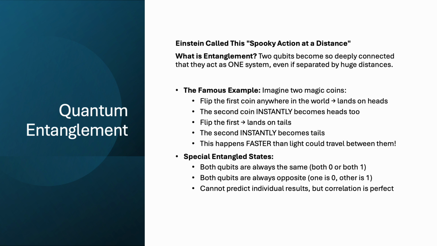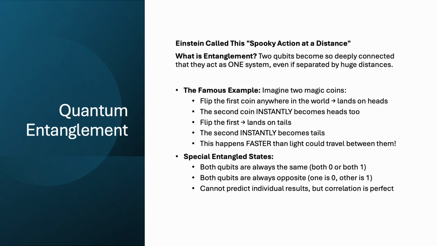But experiments have proven that entanglement is absolutely real. Let me be clear by giving you a concrete example using what is called a Bell state, one of the most famous types of entangled states. Imagine we have two qubits in a special entangled state where they are always measured as the same value. Before measurement, we can't say whether each qubit is 0 or 1. They are in superposition, but here is the weird part.